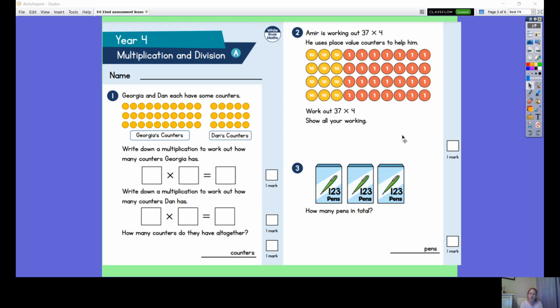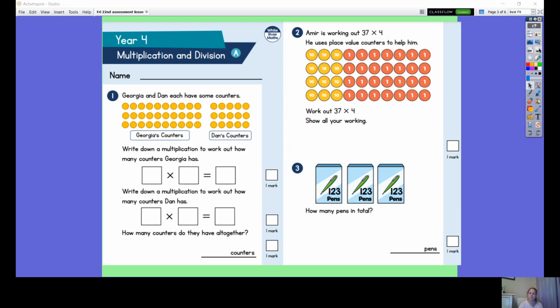Okay, and question 3, there's some packets of pens there, and each packet says the number of pens on the packet, 123 pens. How many pens in total? So you need to do a multiplication sum there and write down how many pens there are in total. So you can pause that one just here.